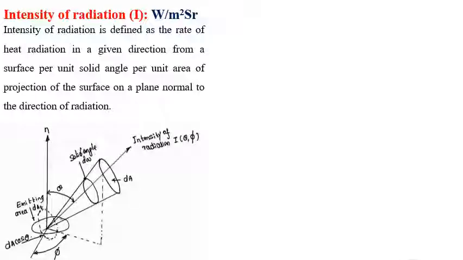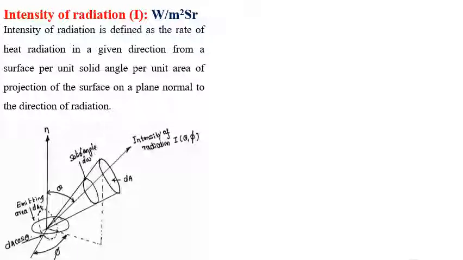This intensity of radiation is defined as the rate of heat radiation in a given direction from a surface per unit solid angle per unit projected area of the surface on a plane normal to the direction of radiation. I will repeat once again. Intensity of radiation is defined as the rate of heat radiation in a given direction from a surface per unit solid angle per unit area of projection of the surface on a plane normal to the direction of radiation.